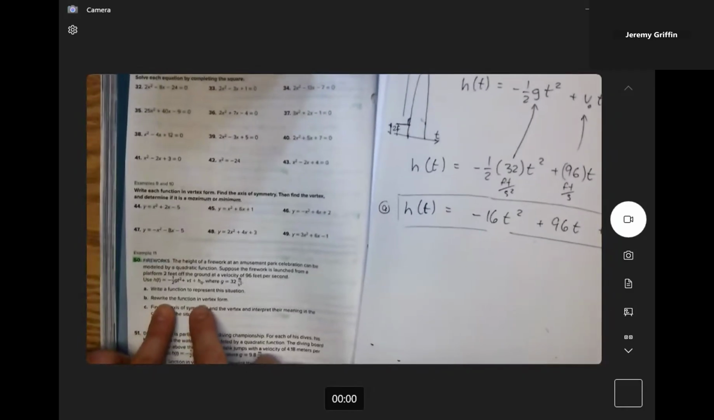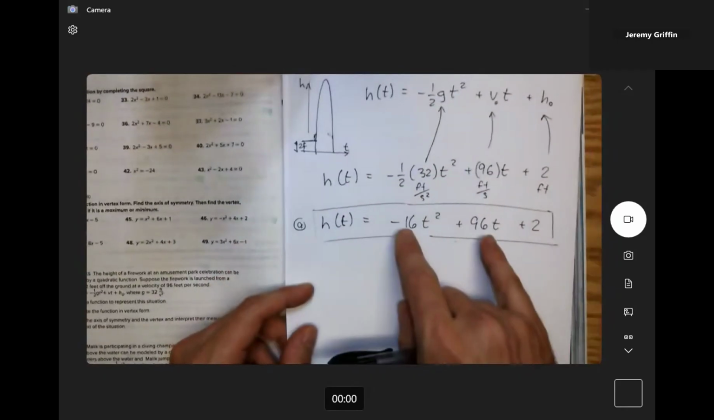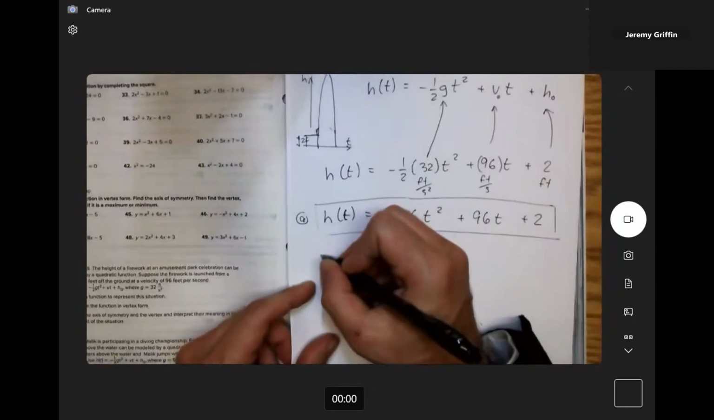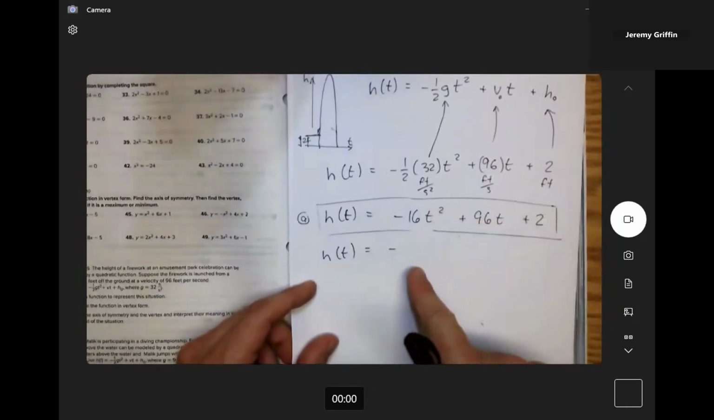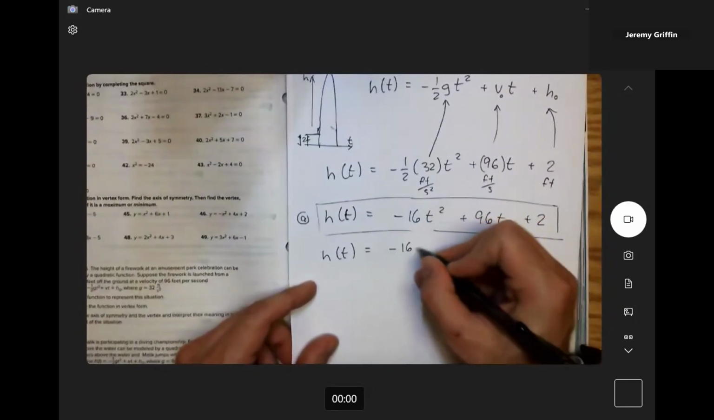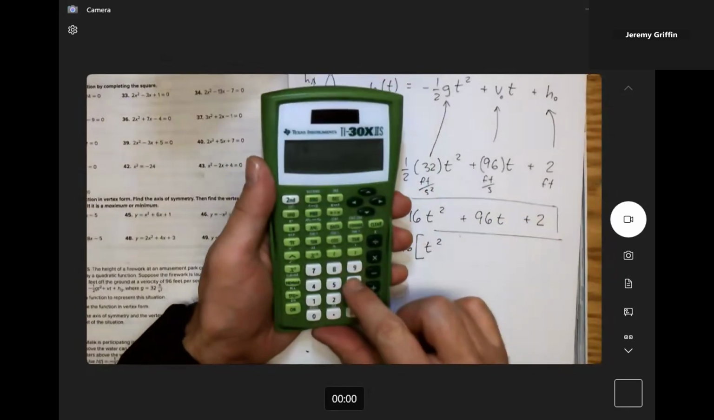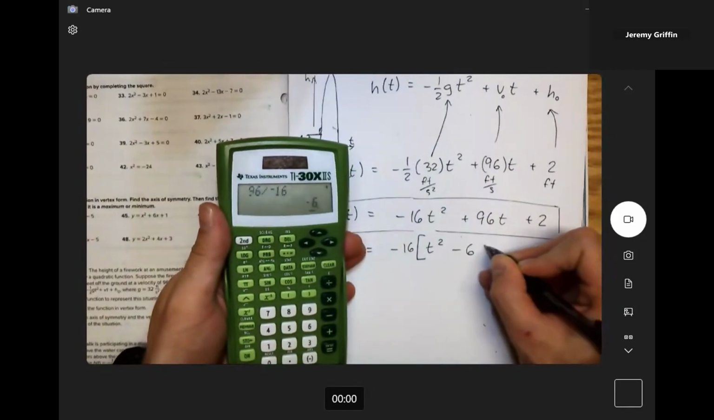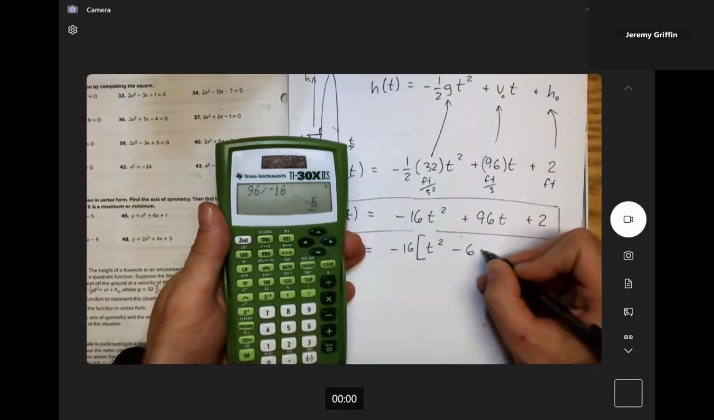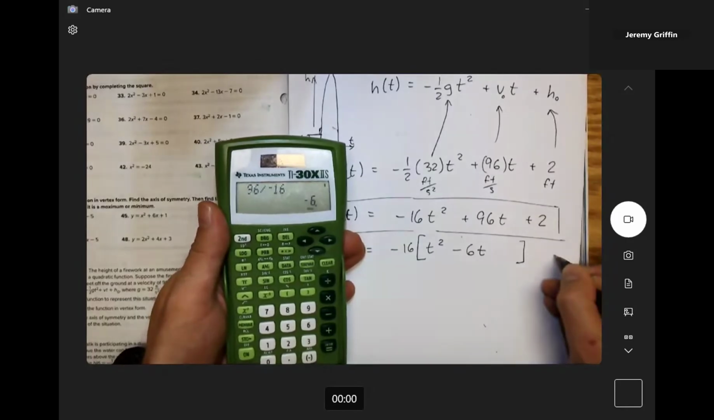Rewrite the function in vertex form. Vertex form. Okay, well, that would involve completing the square. So, let's see. This might be a few steps. I'll pull a negative 16 out and see what happens. Okay, so I got a t squared. Now, 96 over negative 16 is negative 6. So, t. Yeah, I still got a t. Now I'm going to leave a little gap right here. Leave a little gap. And I still got a plus 2.